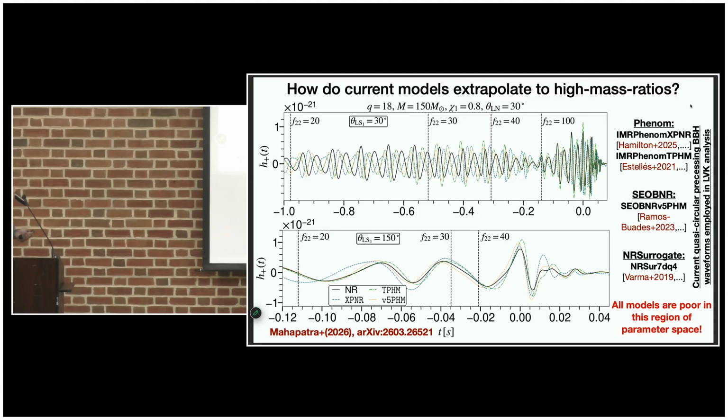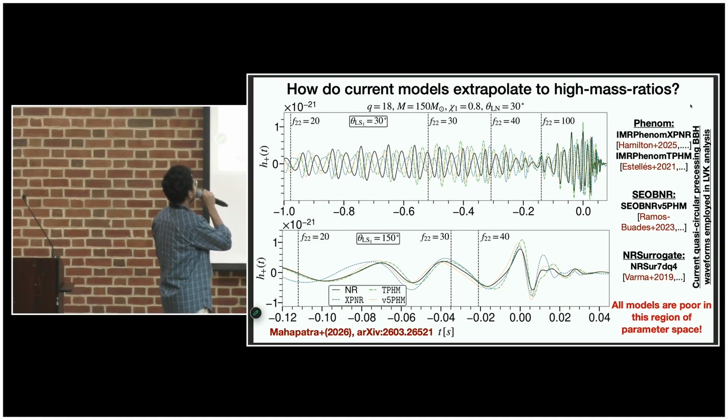So here is the comparison between state-of-the-art models used in LVK analysis and our NR data. We have the Phenom model, both frequency and time domain, then the SEOB model, a time domain model, and then the surrogate, but you can't call the surrogate up to that mass ratio, so we compare the NR data with those three models.